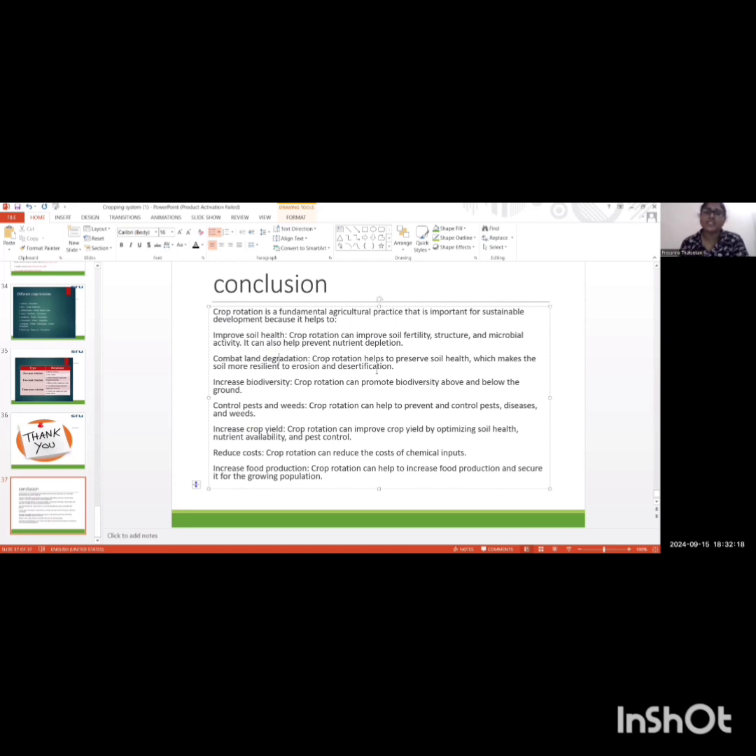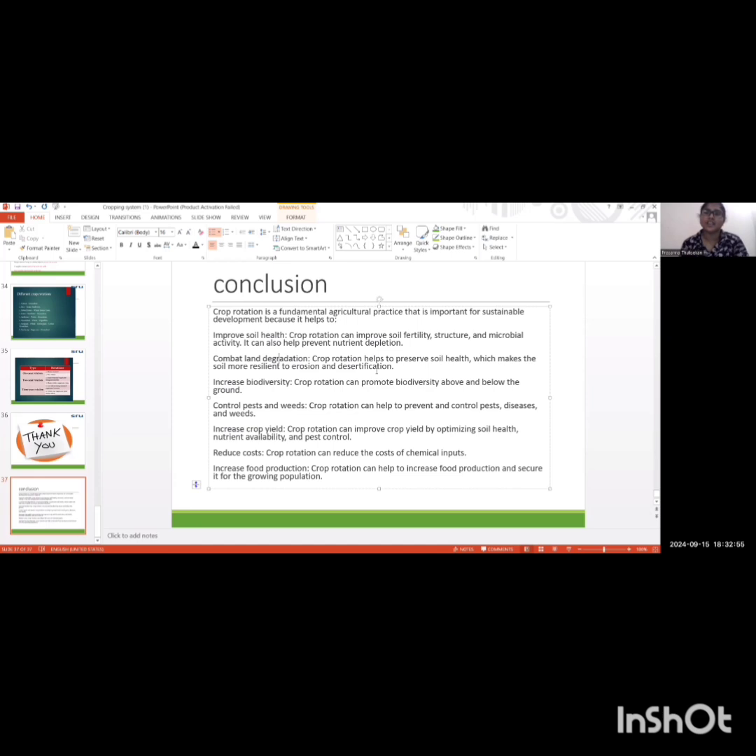Increasing the crop yield is also a major advantage of crop rotation. Crop rotation can improve crop yield by optimizing soil health, nutrient availability, and pest control. It is also reducing the cost. Crop rotation can reduce the cost of chemical inputs, increase food production, and secure it for the growing population. So in that way, crop rotation is helping in sustainable development.